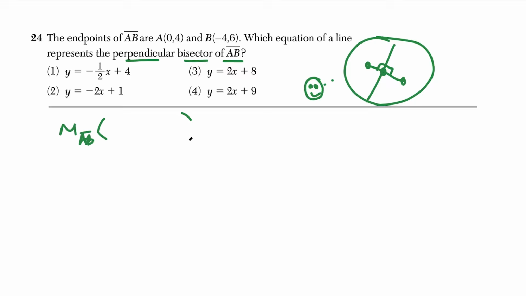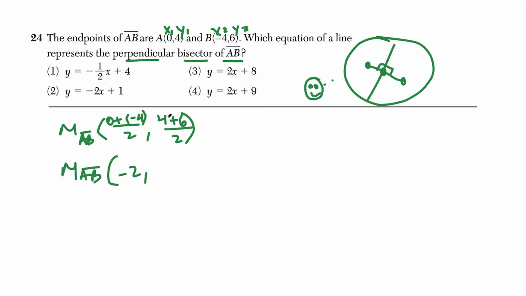The way that we do this is we take the average of the x values. So I'm going to take x1, y1, and x2, y2, and take the average of the x values. So I'm doing 0 plus -4, and I'm dividing by 2. And then I have the average of the y values. I have 4 plus 6, and I'm dividing by 2. So first I need the midpoint. If we simplify, -4 divided by 2 is -2, and then 10 divided by 2 is 5. So there's our midpoint.